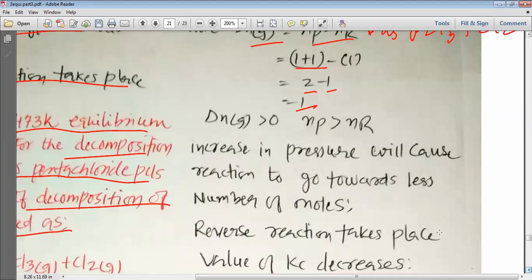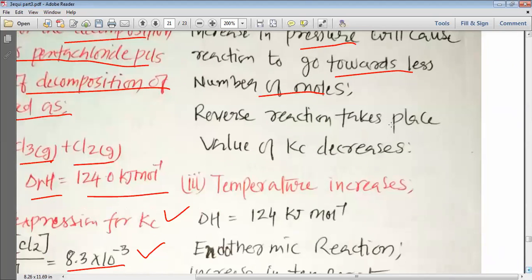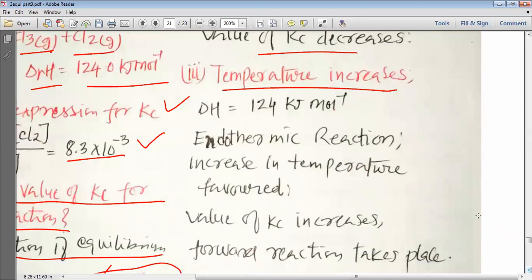Now delta N gas is greater than 0, so Np is greater than Nr, and an increase in pressure will cause the reaction to go towards the least number of moles, and thus the reverse reaction takes place. Please remember, if the reverse reaction takes place, the value of Kc decreases. Now the next question: what happens if the temperature increases?